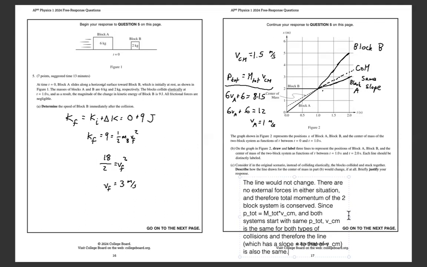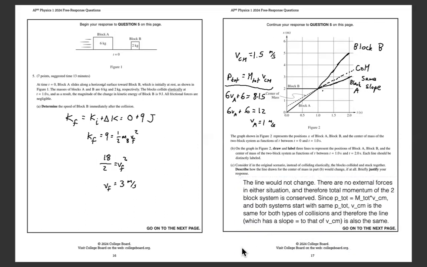So one point for talking about the fact that both systems have the same total momentum, and that total momentum is conserved. And then another point for relating that to center of mass velocity. And there's your final 2 points.